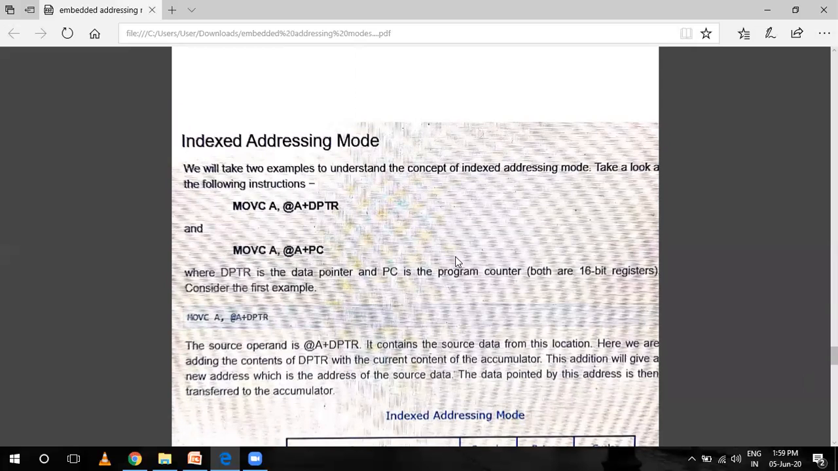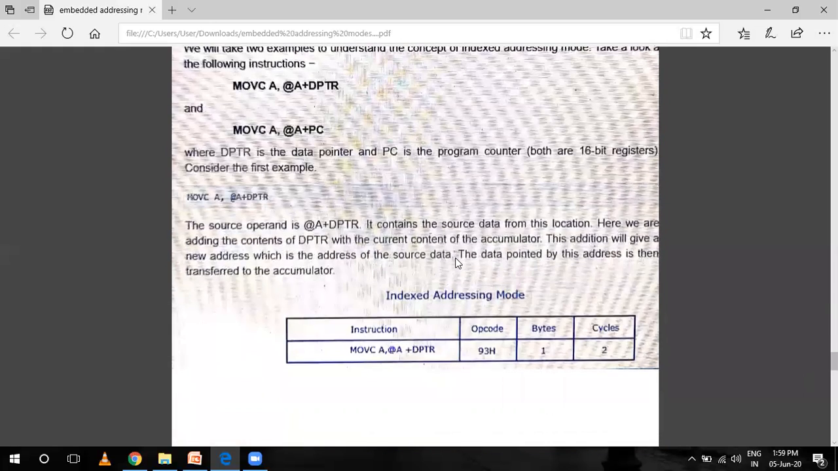Here we are taking 2 examples of the indexed addressing mode to understand the concept, that is MOVC A, @A+DPTR. Basically, this is from the source data. DPTR is the data pointer, and PC is the program counter. Both are 16-bit registers. So consider the first example, MOVC A, @A+DPTR. The source operand is @A+DPTR. It contains the source data from this location.